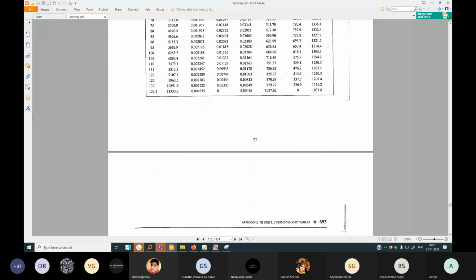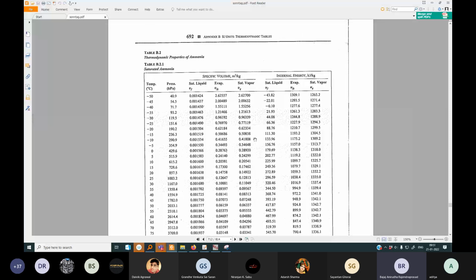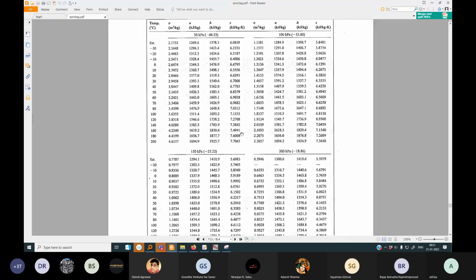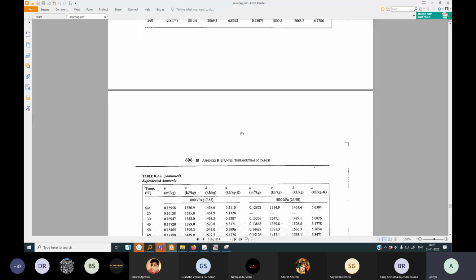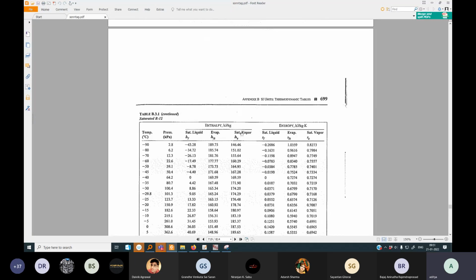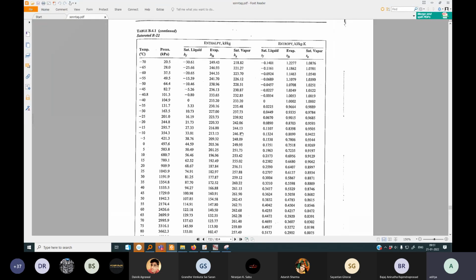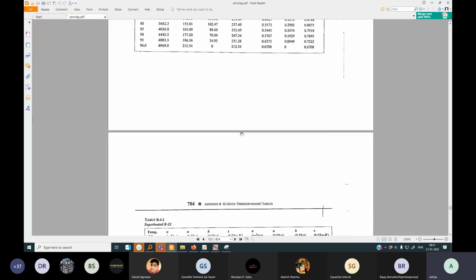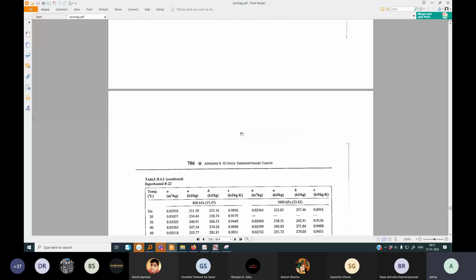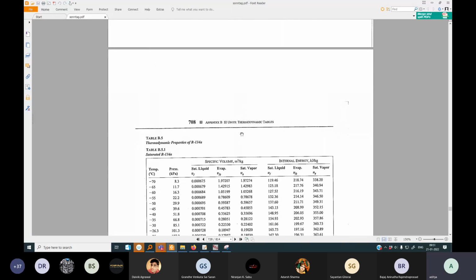Put that table screenshot in chat. We'll see how, in the current situation, you would scroll through a bunch of pages. R12, we are now in R12, R22. R22 is used in most household refrigerators nowadays. R22, R134A. We're in R134A.